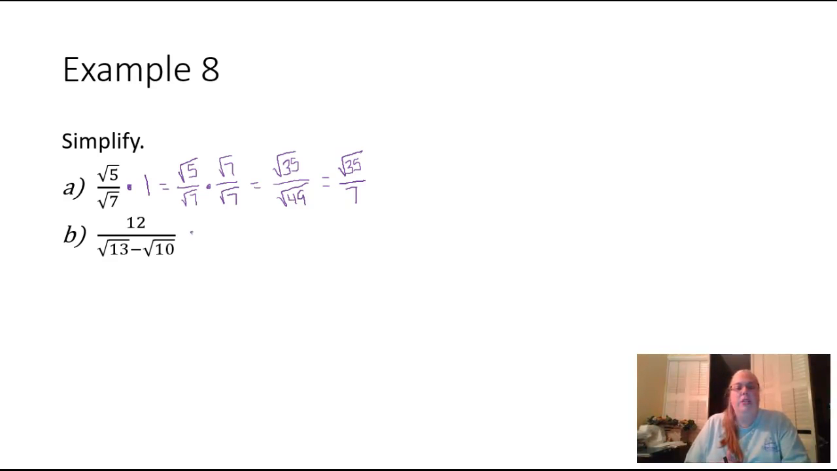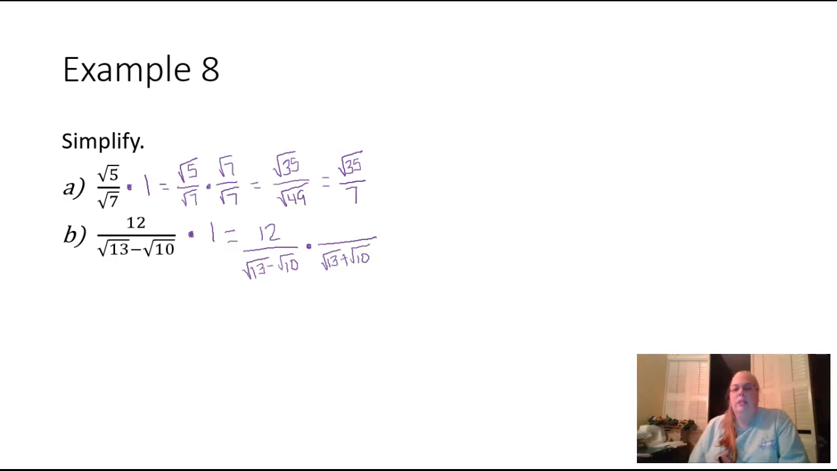When we get to B, we're going to do the same thing in that we're going to be multiplying by a fraction equivalent to 1, but this one actually has two parts to it. It has two terms in it, square root of 13 minus the square root of 10. So we're going to be a little bit clever here, and use what we know about the difference of two squares and the fact that when you FOIL them, the middle terms drop out. And so when I'm multiplying by 1, I'm actually going to multiply by the square root of 13 plus the square root of 10 here.